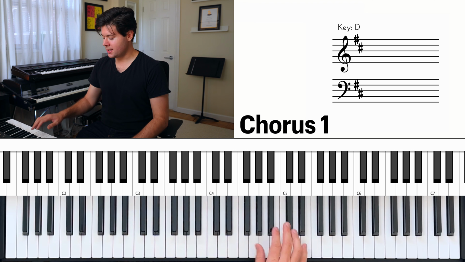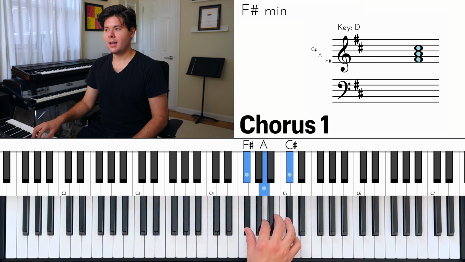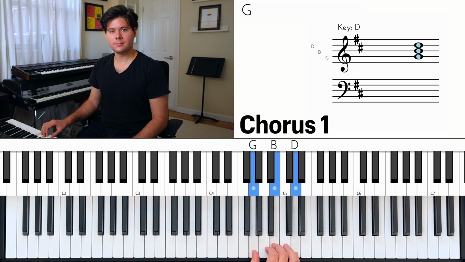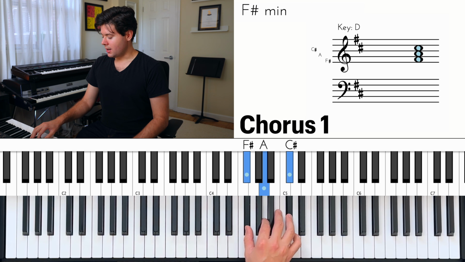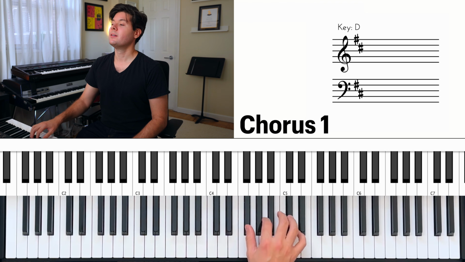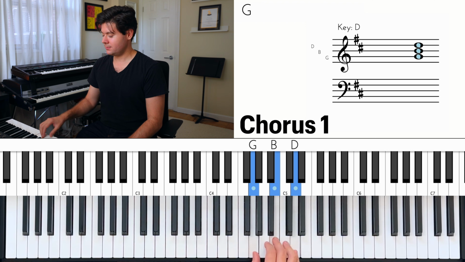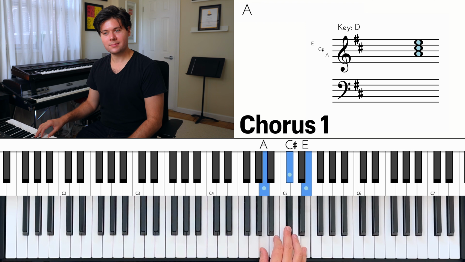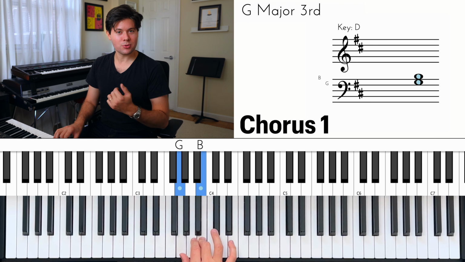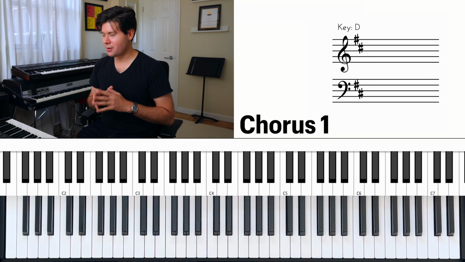Let me go through that slowly. E minor 7, F sharp minor, G major, F sharp minor, E minor 7, F sharp minor, these are quicker now, G major, A major, and then we're going back home to D, and you do that twice. That's your chorus. Putting it together, here's what it looks like.